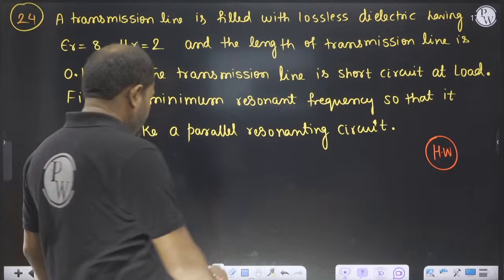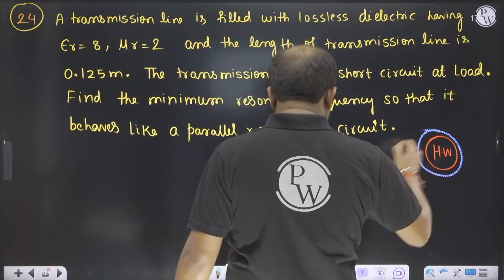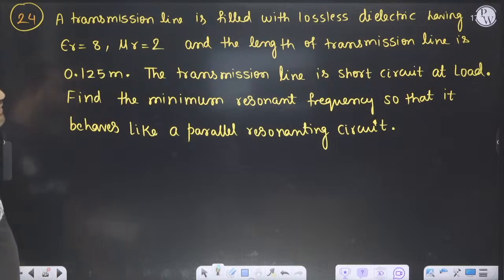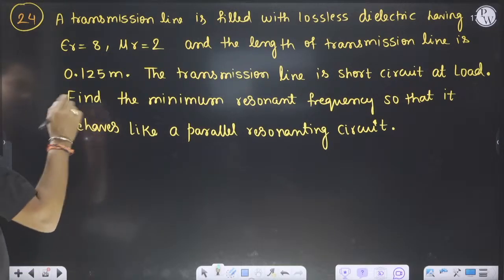Then the same question, but they have asked for open circuit. A transmission line is filled with lossless dielectric having epsilon r and mu r given. The transmission line length is given. They are asking for the minimum resonant frequency for parallel resonance.